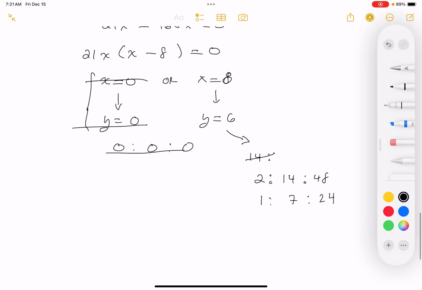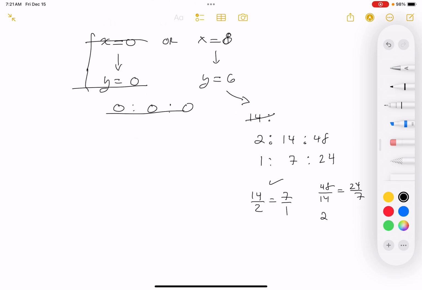Let's see if that's true. All right, now what do I do over here? 14 is to 2 as 7 is to 1. Is that true? It's true. Let's do the next one. 48 to 14 is the same thing as 24 over 7. And that's true too, because if you reduce it, you divide by 2 and get 24 over 7. All right, what was our question again? What is their product? All right, what's the product going to be? The answer would be 48. And we're done with that question. Thank you.